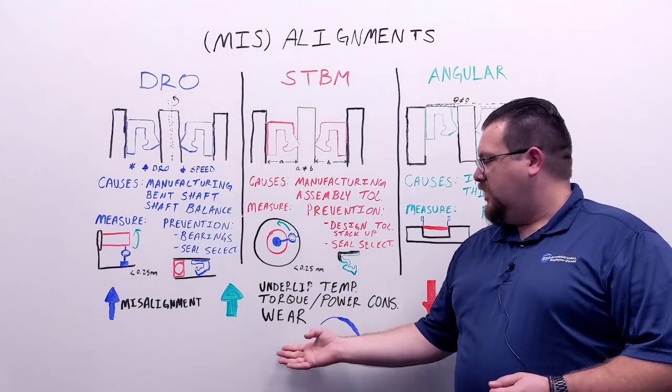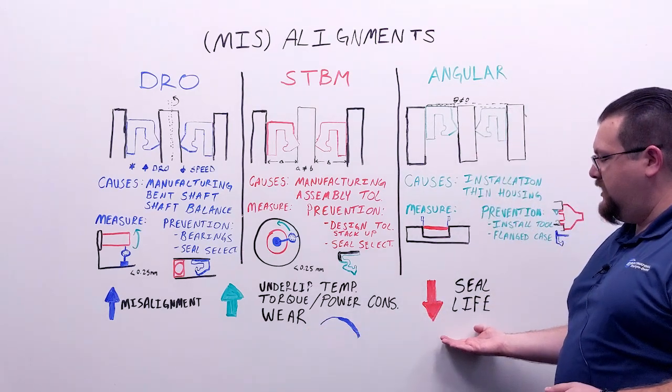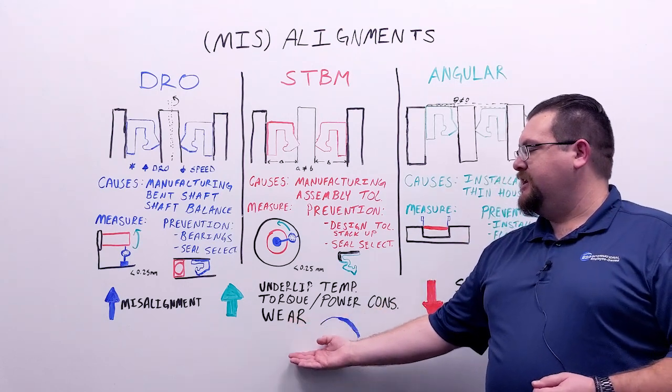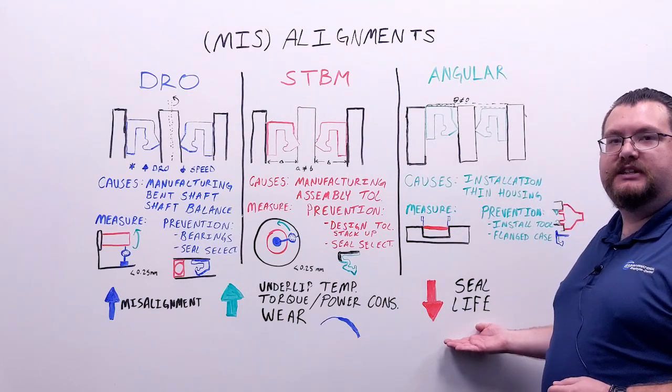So with these factors in consideration, we can ultimately say that as misalignment increases and we get an increase in these parameters, we're going to see a decrease in overall seal life.